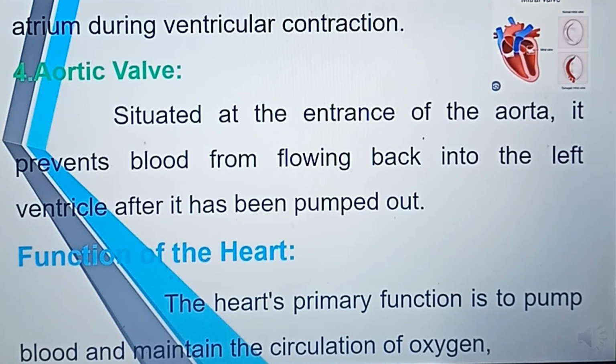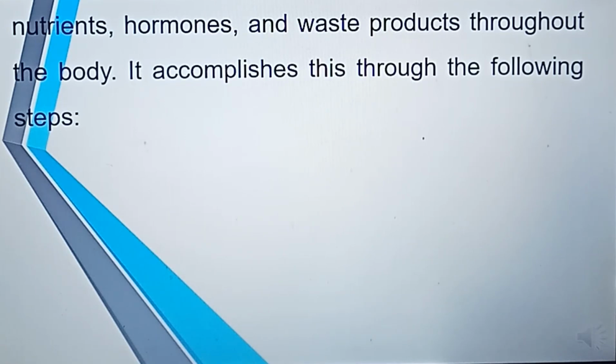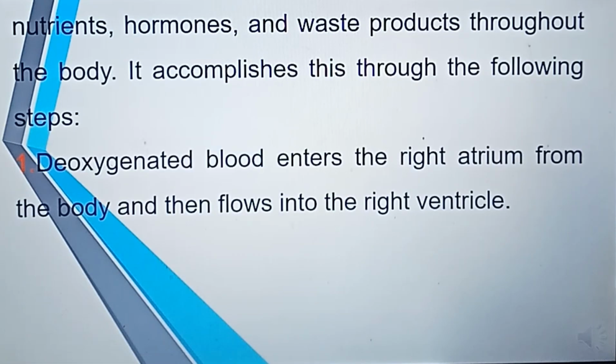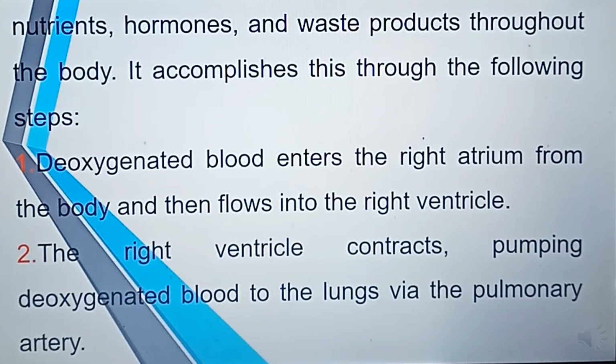The heart's primary function is to pump blood and maintain the circulation of oxygen, nutrients, hormones, and waste products throughout the body. It accomplishes this through the following steps. Number 1. Deoxygenated blood enters the right atrium from the body and then flows into the right ventricle.